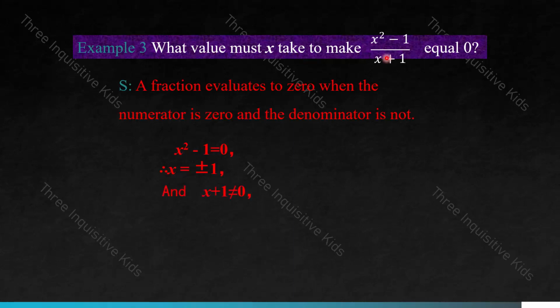But remember, we don't want the denominator to equal 0, because if it did, then the value would not exist. So x plus 1 cannot equal 0. So x cannot equal negative 1. So we already narrowed down the options of the value of x to be positive or negative 1. And now that we know that it can't be negative 1, x must be positive 1. So when x is equal to 1, the fractional expression is equal to 0.